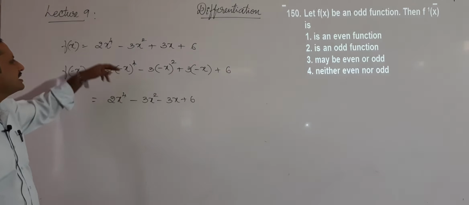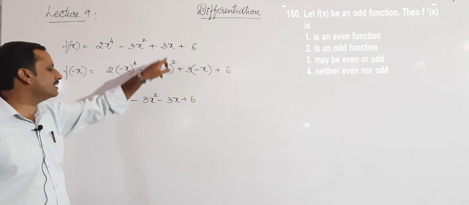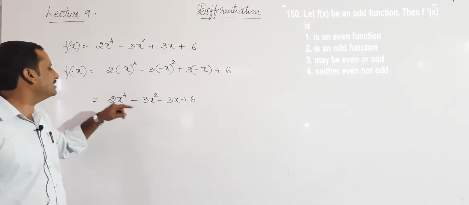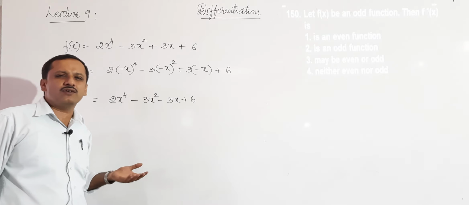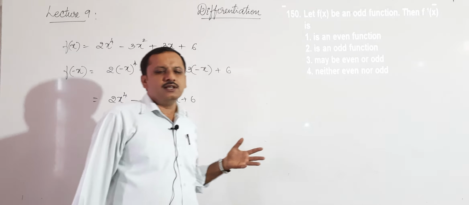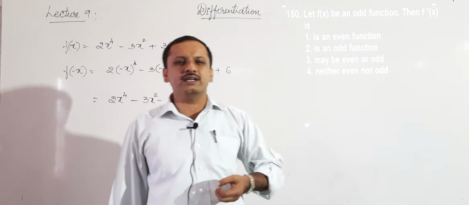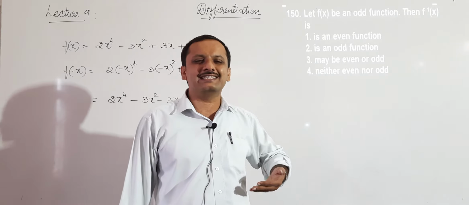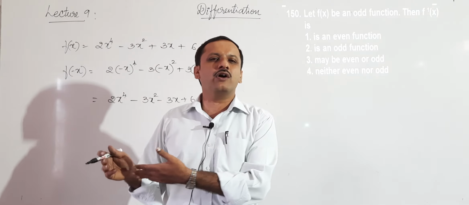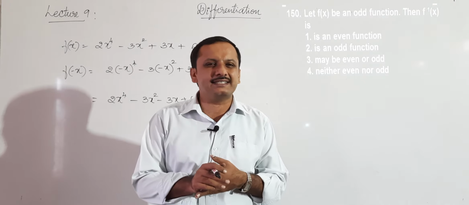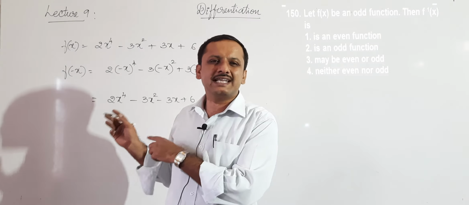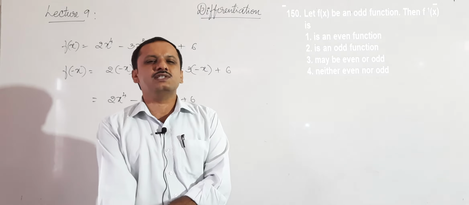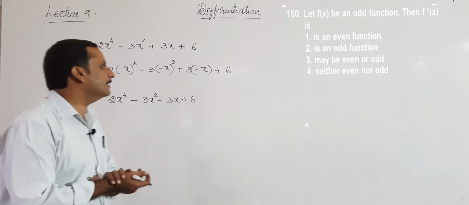This is not same as f of x, because here you have plus 3x and here you have minus 3x, and certainly not equal to minus f of x either. So this is neither an odd function nor an even function. So you should not come to a conclusion that every function that exists in this world should be either odd function or even function. Not necessary. There are functions which are neither odd nor even. This is an example for a function which is neither odd nor even.